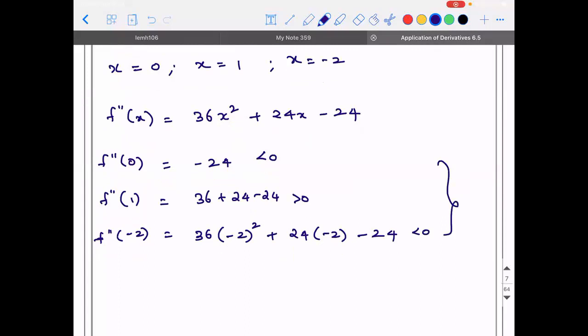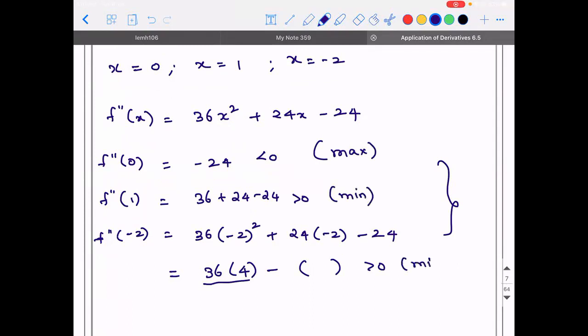Is it positive? It should be positive, sir. 36 into 4 is 144, minus 48, minus 24, somewhere around 72. Yes, it is going to be a positive value. So f double dash of 0 is going to give you maximum. This is minimum and this is also minimum.